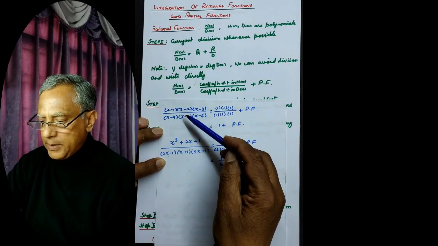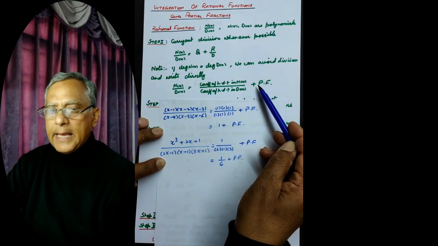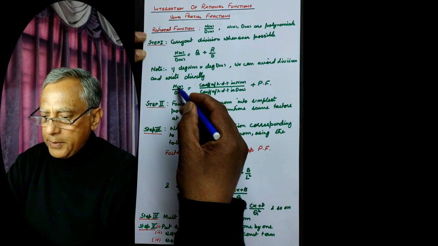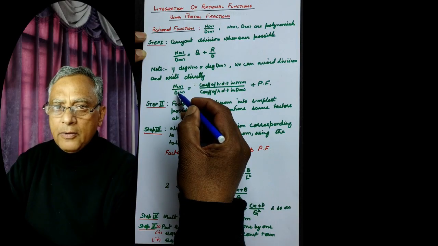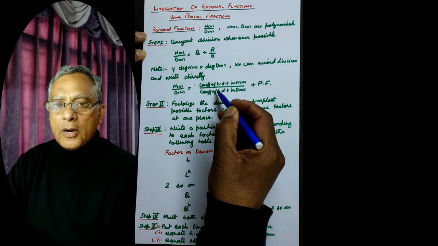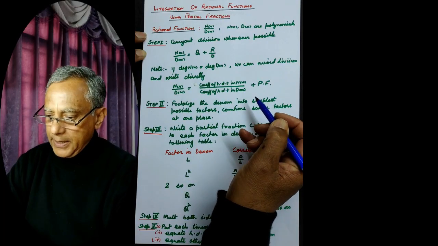So when degree of numerator is equal to degree of denominator, we can directly write it like this and avoid division. We write this as the coefficient of highest degree term in numerator over coefficient of highest degree term in denominator plus partial fractions.